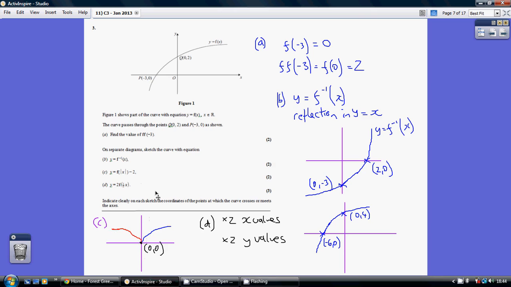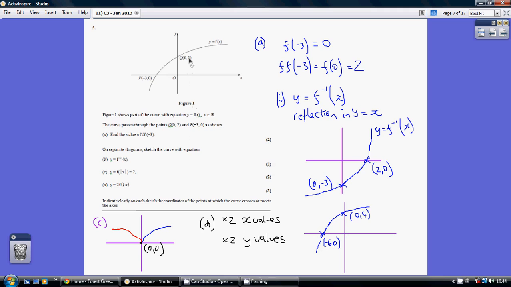Now part D is just GCSE skill. Inside the function affects the x value opposite to what you would expect, so we double the x values. Anything outside the function affects the y values and does as is, so we're doubling the y values. So doubling the x, doubling the y.